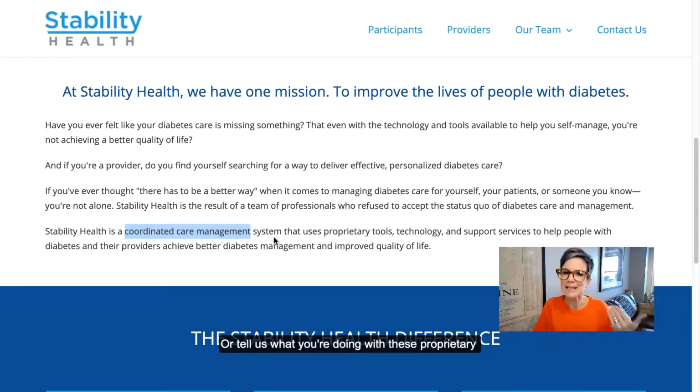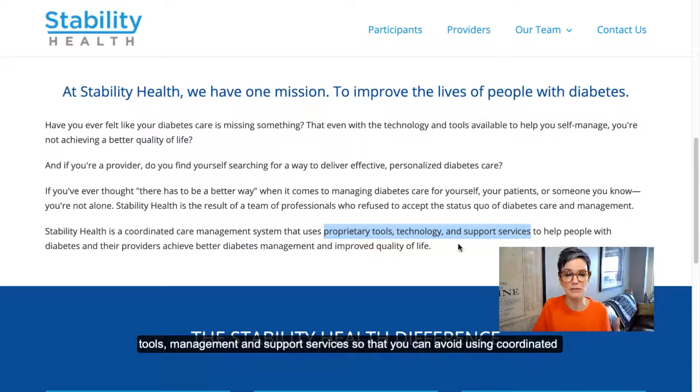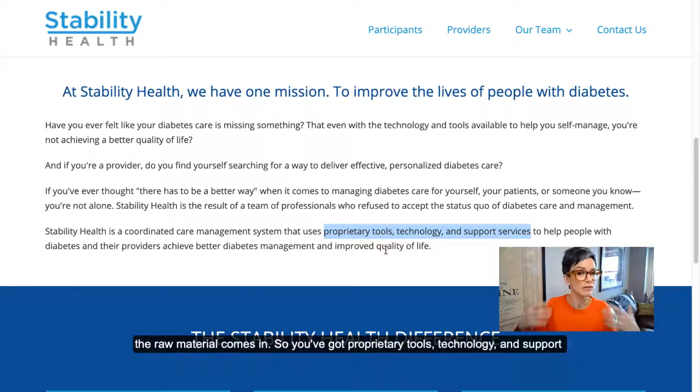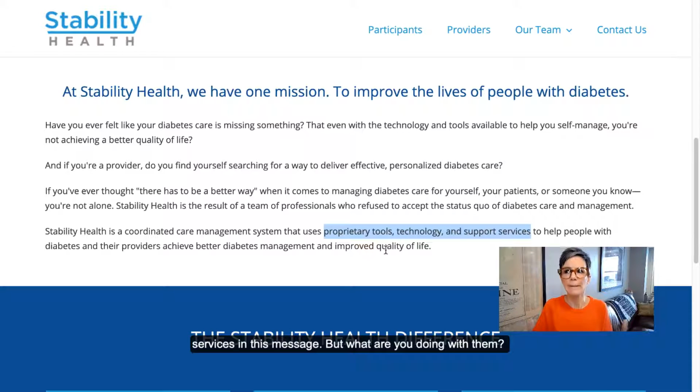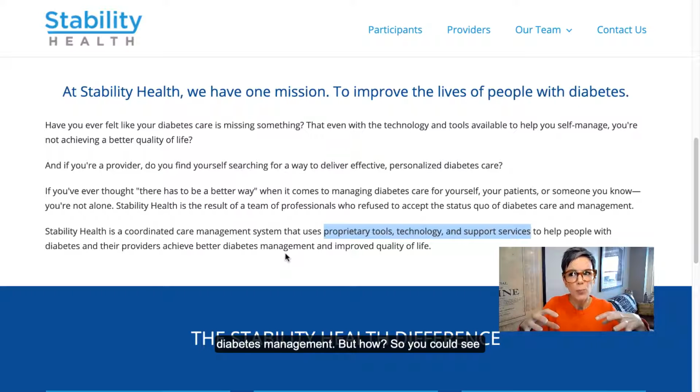Or tell us what you're doing with these proprietary tools, technologies, and support services so that you can avoid using coordinated care management system in the first place. So this is where the second place for the raw material comes in. You've got proprietary tools, technology, and support services in this message, but what are you doing with them? I know you're helping people with diabetes and their providers achieve better diabetes management, but how?